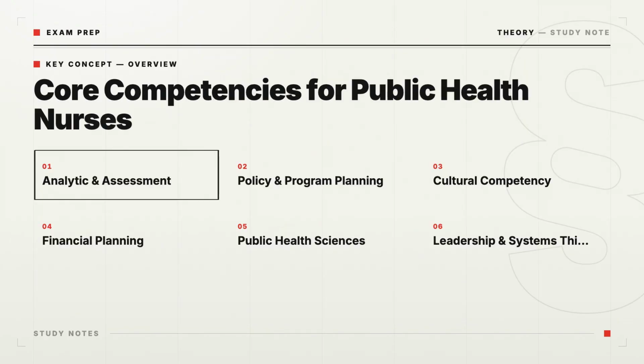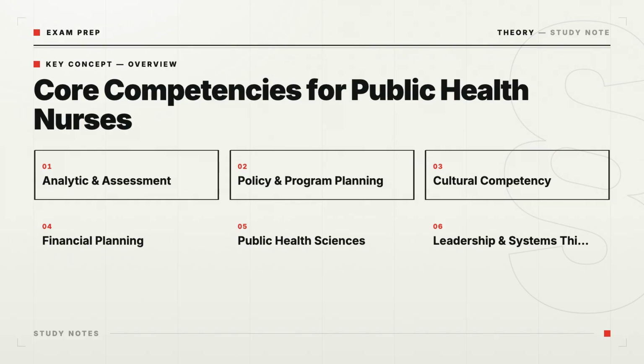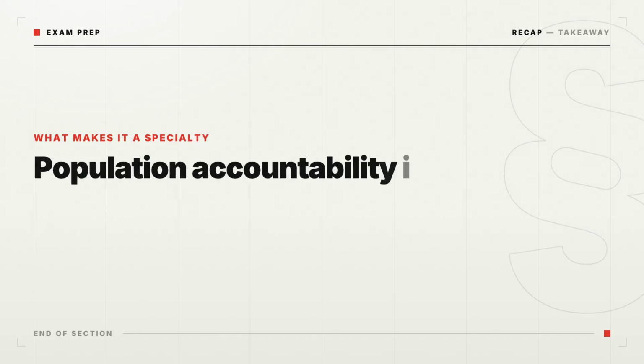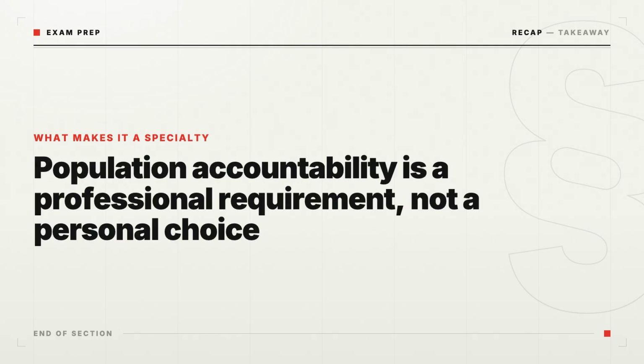The second document is the core competencies for public health nurses from the Quad Council Coalition. Its domains include analytic and assessment skills, policy and program planning, cultural competency, financial planning, public health sciences, and leadership and systems thinking, signaling that sustaining a program takes more than clinical skill. Together, these 2 documents, not Healthy People or the Essential Services, are what make public health nursing a recognized specialty rather than a job description, and why accountability to the population is a professional requirement rather than a personal preference.